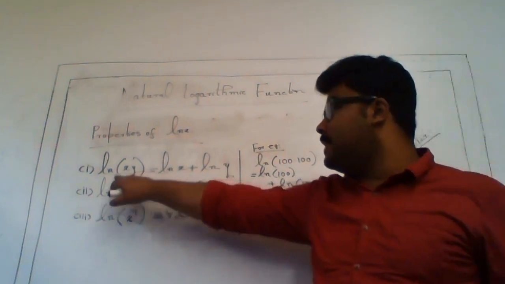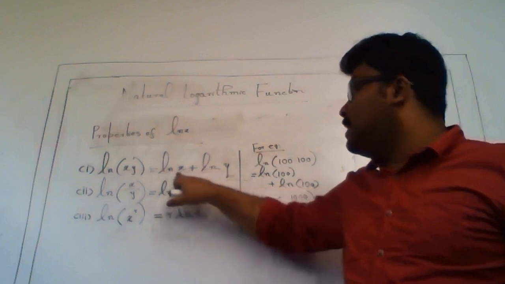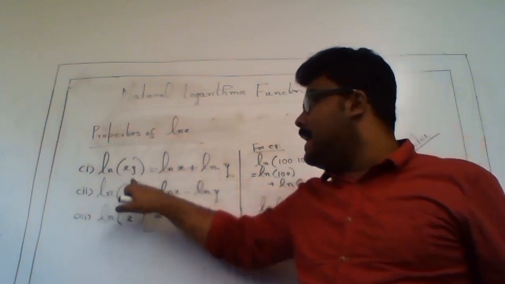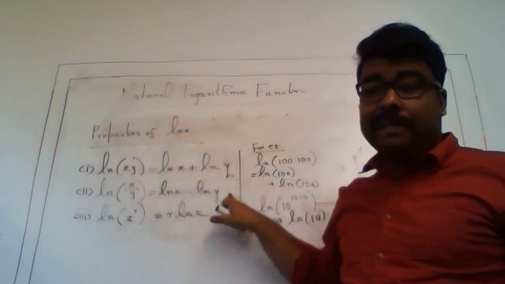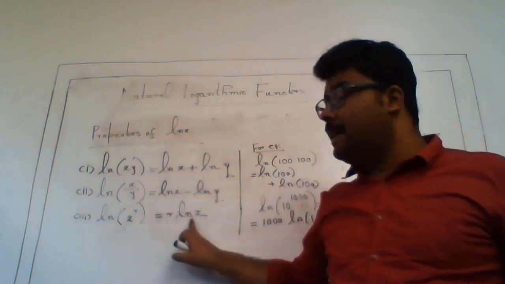The first one tells you that ln applied to the product is equal to the sum of the ln's. The second: ln x by y equals ln x minus ln y. The third one: ln x to the power r equals r ln x. Okay.